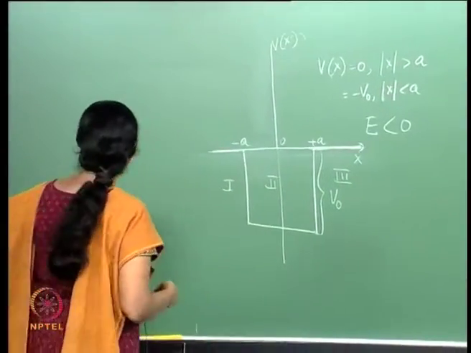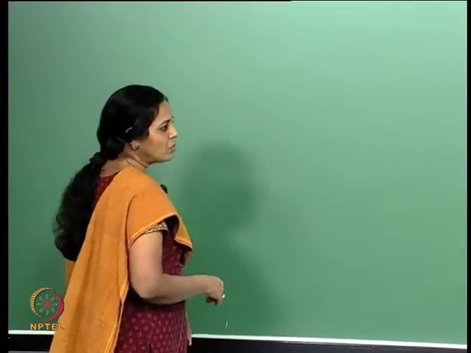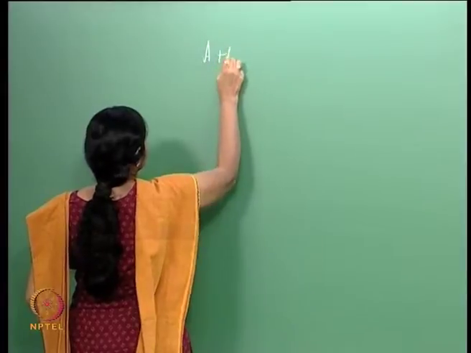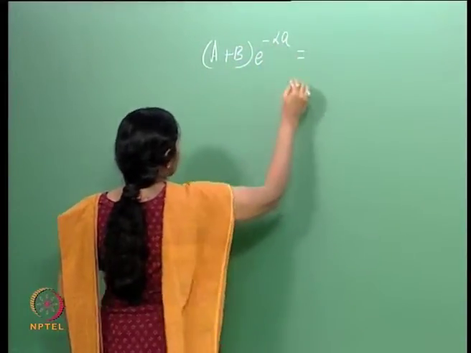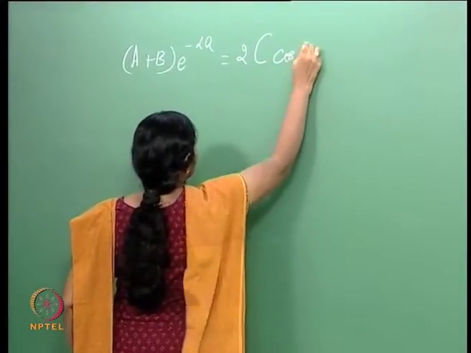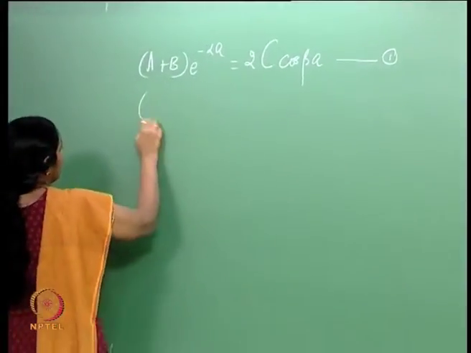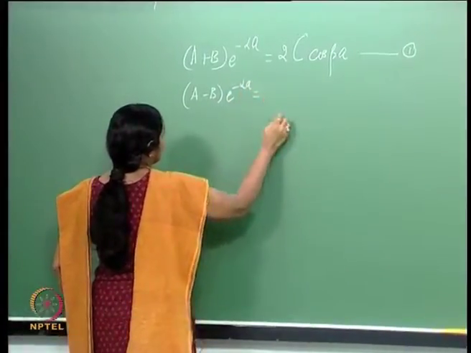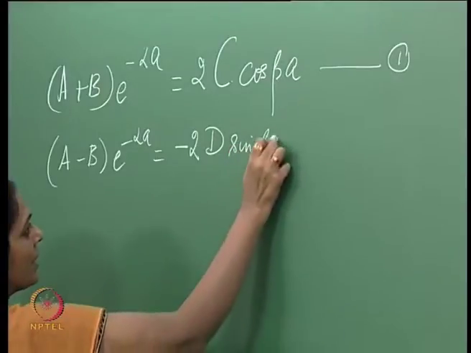and x is minus a, and then we found that we could write the following equations: A plus B e to the minus alpha a was 2C cos beta a. Let me refer to that as equation 1. A minus B e to the minus alpha a was minus 2D sine beta a. Let me call that equation 2.